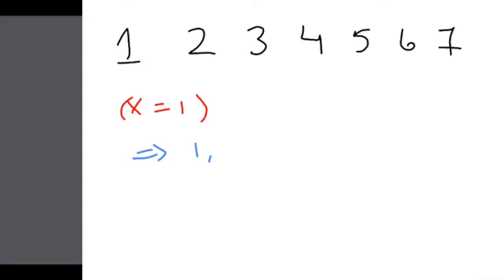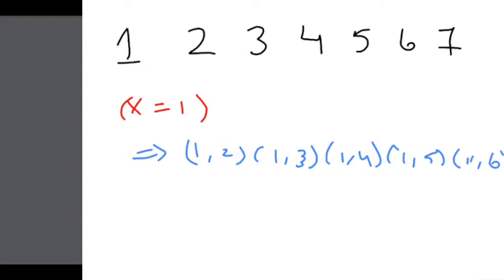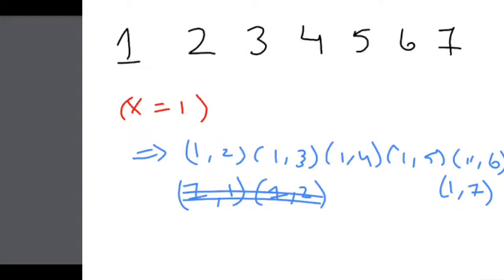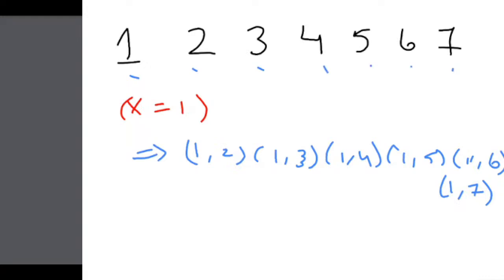When I choose 1,2; 1,3; 1,4; 1,5; 1,6; and 1,7. Again, I can choose 7,1 and 7,2, so it's just repeating 2 times. Okay. So what is the probability? It is actually 1, 2, 3, 4, 5, 6, 7. So there are totally 14.